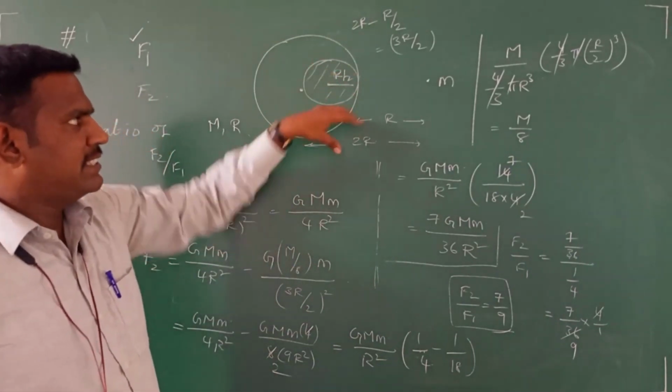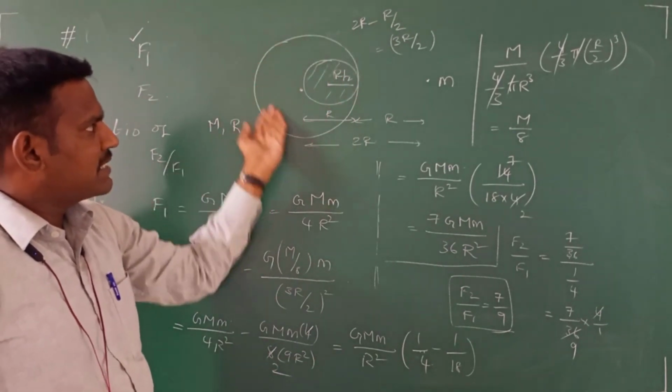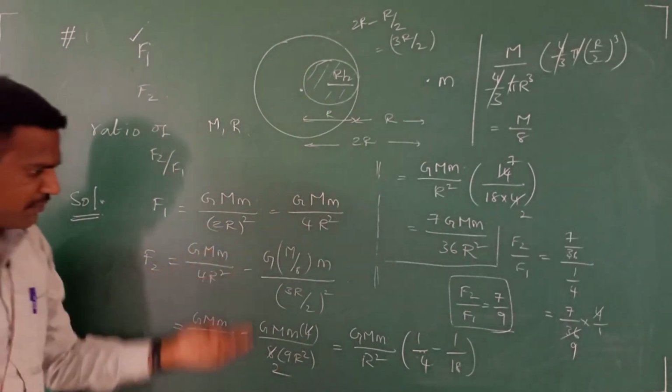The force of attraction between the remaining sphere. If we make cavity here, this is the remaining sphere, no? This whole will be what? Remaining sphere. Then between this remaining sphere and the mass m, the force of attraction is nothing but F2, and that is what we have done here.